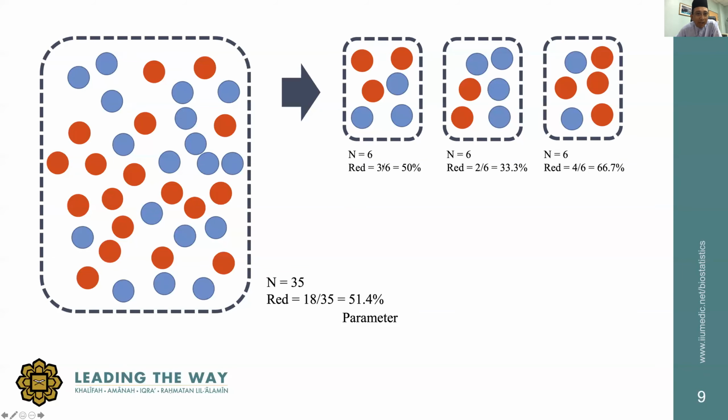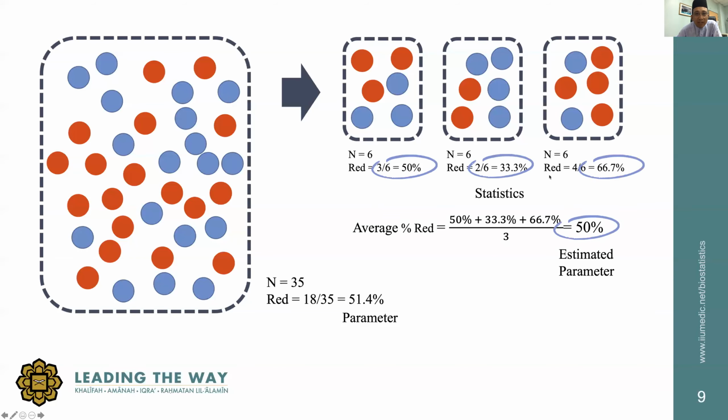So in this simulation, how does the computer know the parameter when it did not sample the parameter in the first place? If I add up all these prevalences, 50, 33, 66, and divide by 3, I get 50%. This is the estimated parameter. And these are all your individual statistics. If I compare 50 and 50, they are very accurate. The 33 and 50 are not accurate at all; they are under-calculated. This one is over-calculated. But you know that if you do the simulation many times, you will get the first scenario more often. Therefore, most of the time the value should be almost similar to the estimated parameter.